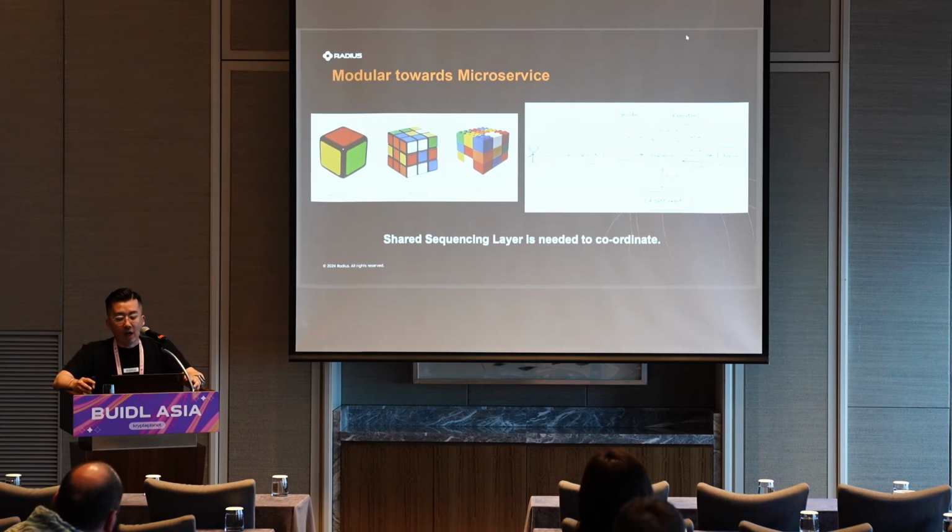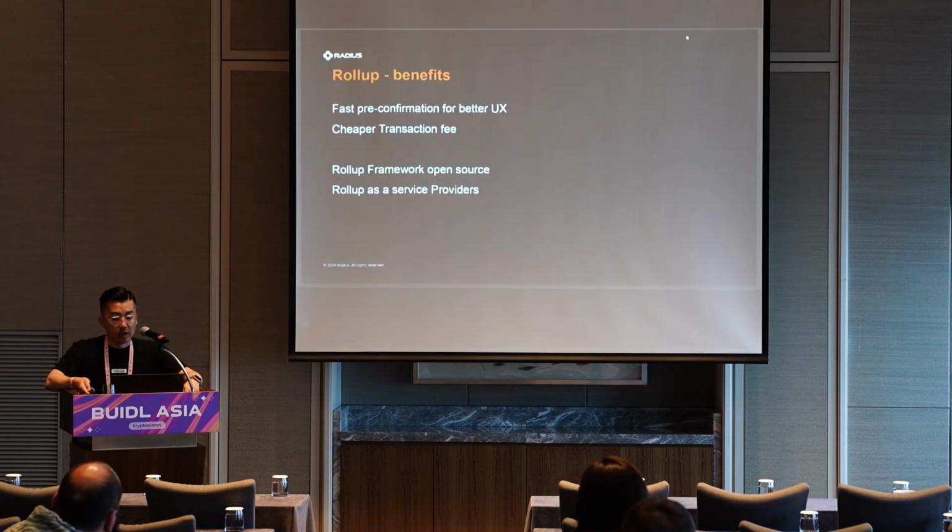So what kind of module do we need to coordinate all these modules? We think that the sequencing layer, especially what Radius is building, is needed to coordinate this whole set of modules to achieve scalability, which is the ultimate goal of rollups and of true Ethereum as well.